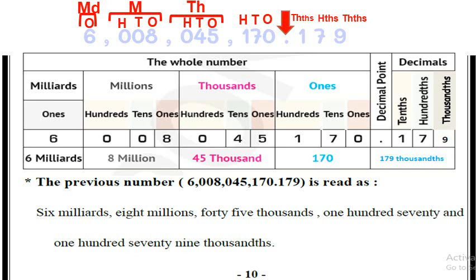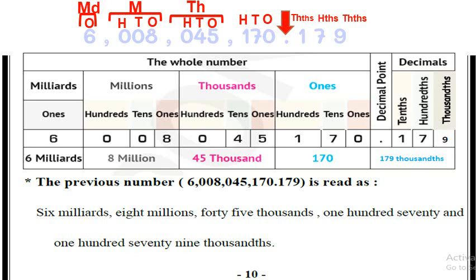So let's put 170 here, ones, tens, hundred. So put the 0 under the ones, 7 under the tens, and here 1 under the hundred. 45,000. So write the 5 under ones, 4 under the tens, and 0 under the hundred. And now in the millions family we have 8 under the million, and 10 million will be 0, 100 million will be 0. The last family is milliard, so put 6 under the milliard.